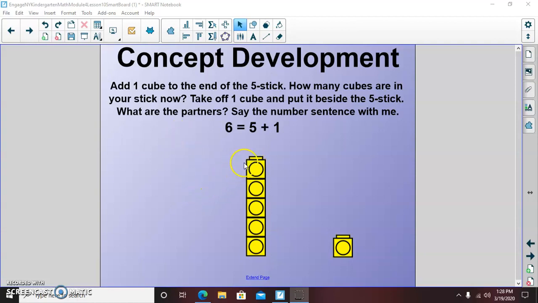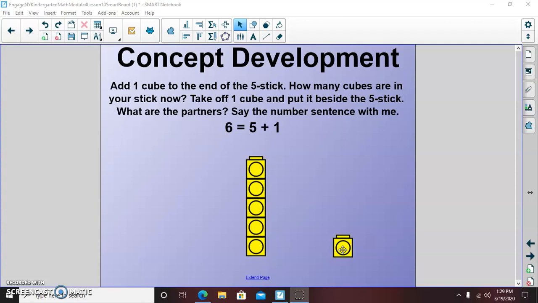So we have 1, 2, 3, 4, 5 cubes on one stick. And how many on this one? Just 1. So I want you to put up 5 fingers, and I want you to put up 1 finger on your other hand. And let's count our fingers. 1, 2, 3, 4, 5, 6. Did we get 6 for our whole?